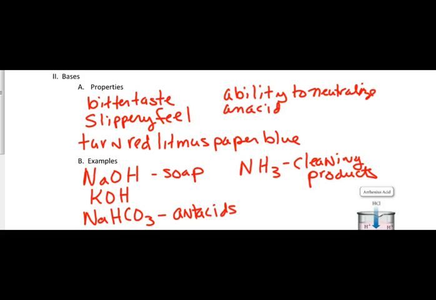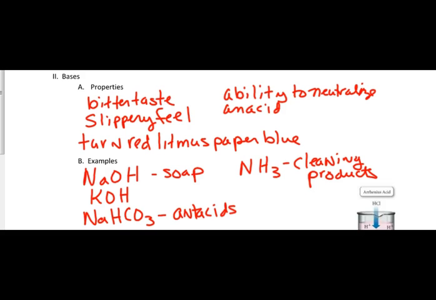Also, bases have a slippery feel. Soap is made of a base. So that's why when soap gets wet, it gets really slippery. It's because it has some base properties in it. It will turn red litmus paper blue, and it also has the ability to neutralize an acid.